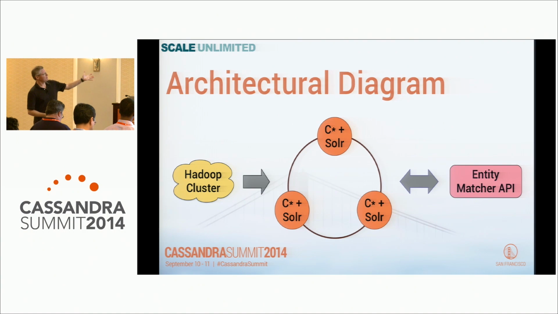All right, so we've got this Hadoop cluster writing things into this Cassandra plus Solr, and then we've got this actual API that's making Solr queries against it. Does that make sense?